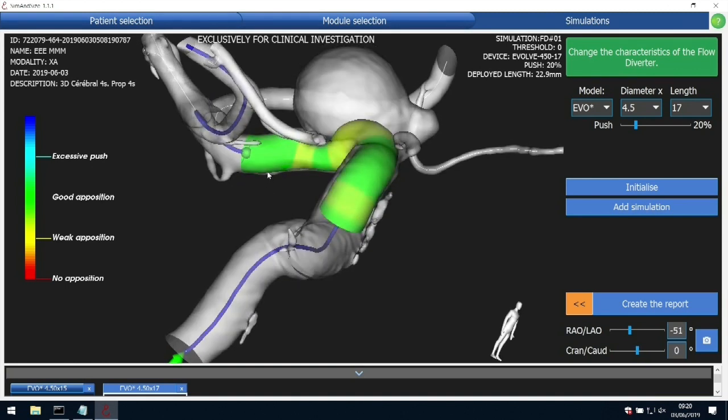So this will be all the things that we'll be doing. We'll be using the XT27 with the Synchro 14 just to put in place the EVOLVE flow diverter. So now I will do it. Jacques, can you manage the comments now, please?